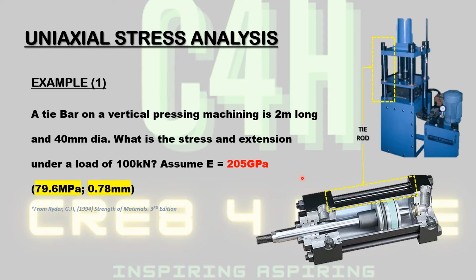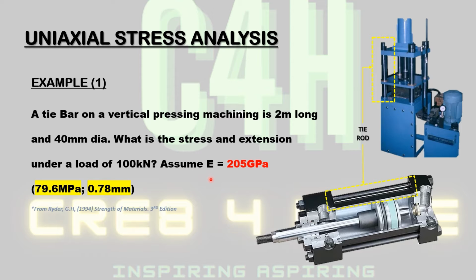The extension is more or less the same as the change in length, or in some contexts, the linear deflection, when the tie bar is being subjected to a load of 100 kilonewtons. So let's not forget that kilo represents what? 1,000. So this is equivalent to 100,000 newtons.